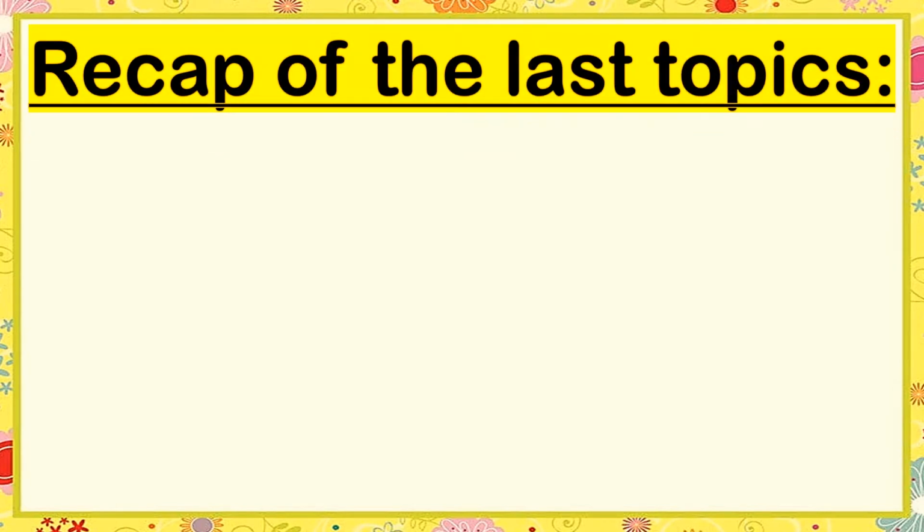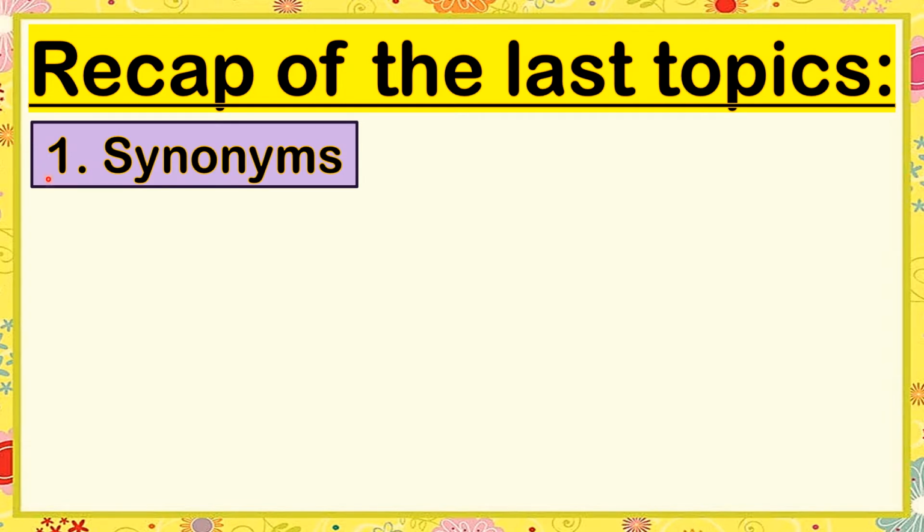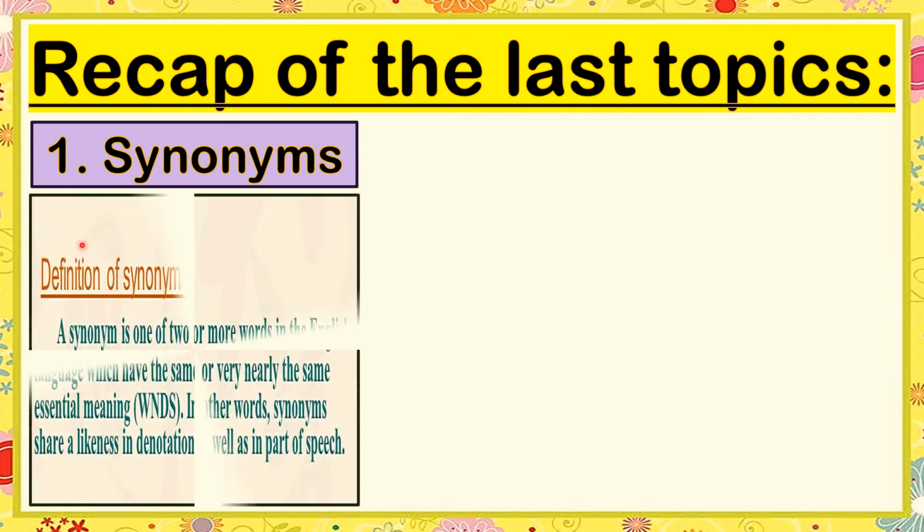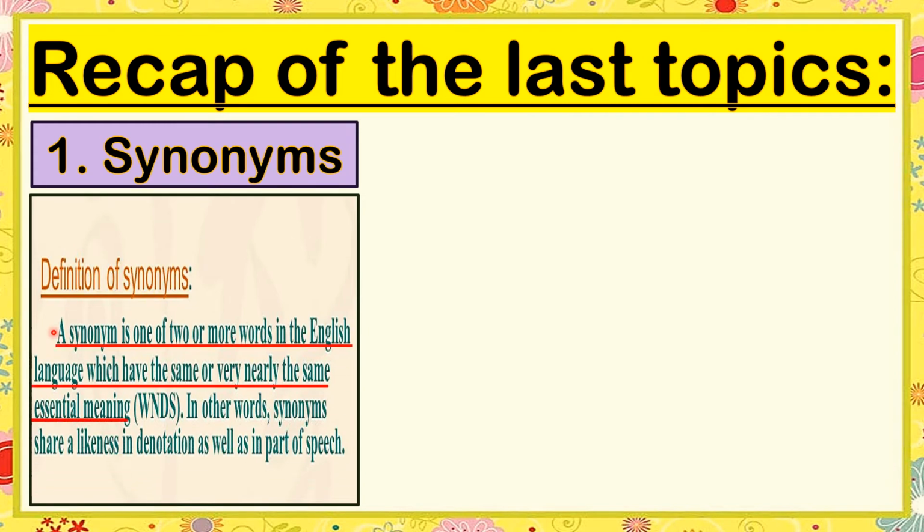So class, before we proceed with our online learning discussion, I would like us to have a short recap or review of the last topics that we have before we did our midterm assessment. So the first one is synonyms. So what is a synonym? A synonym is one of two or more words in the English language which have the same or very nearly the same essential meaning. Like, for example, small, short, beautiful, pretty.